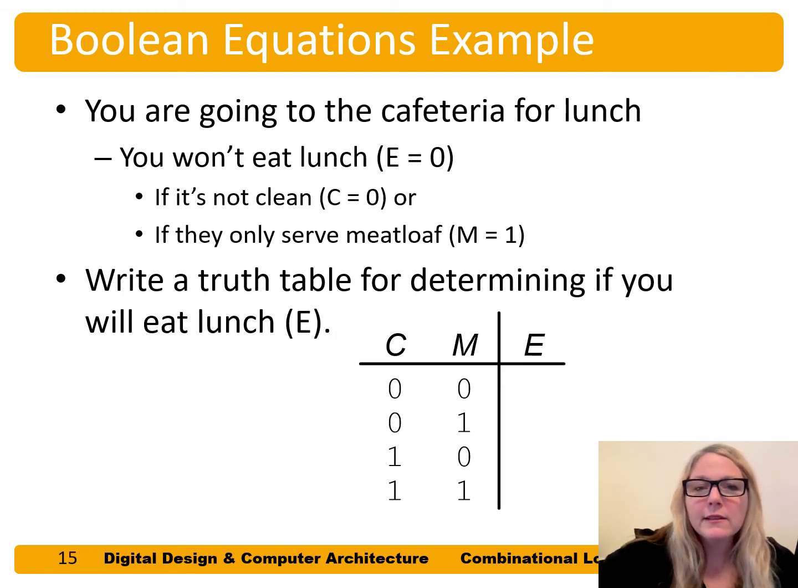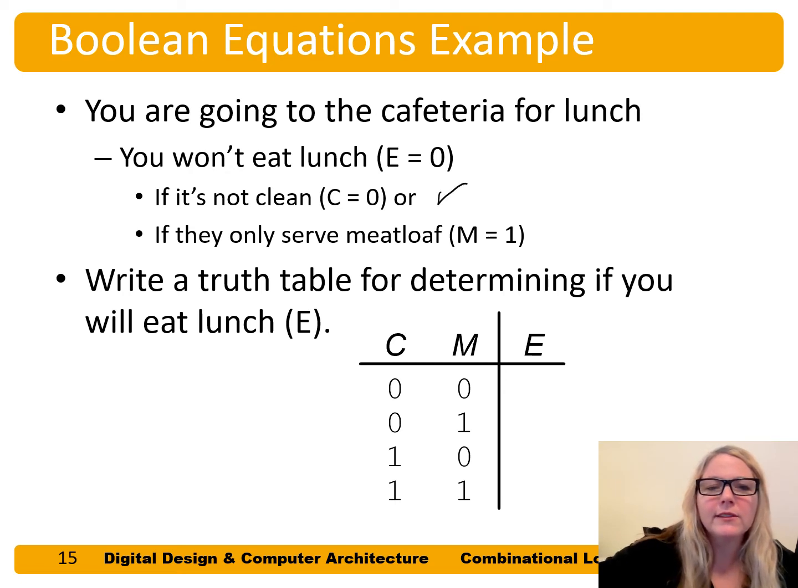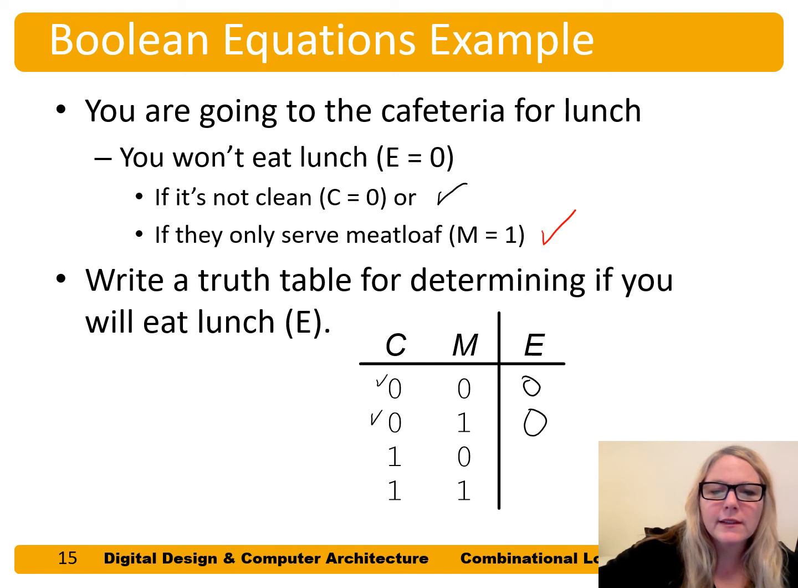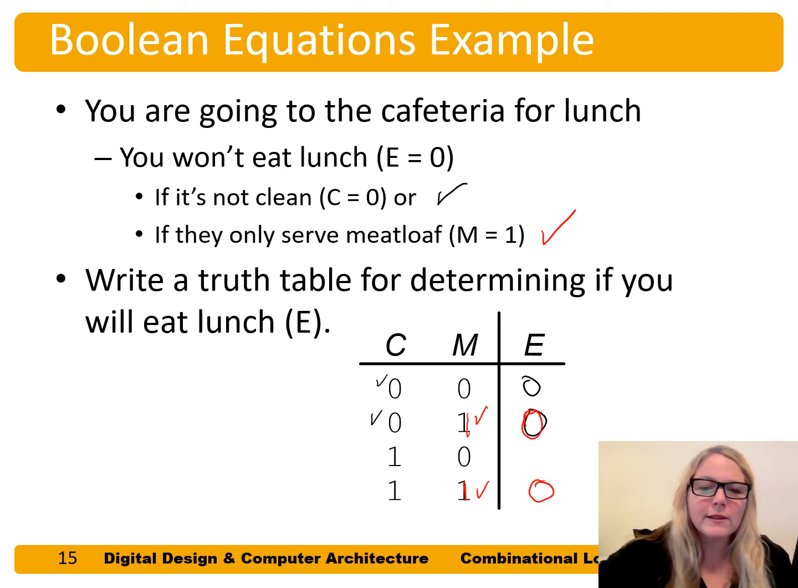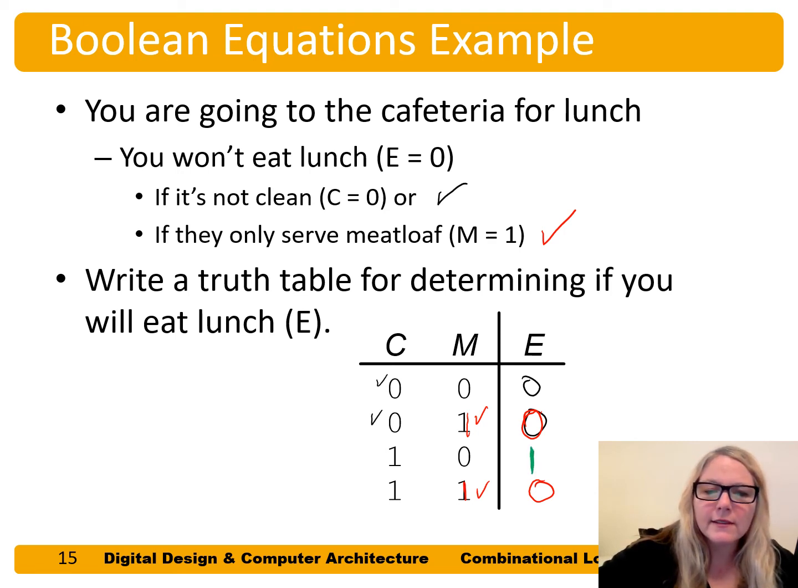Let's do another example. Let's suppose you're going to the cafeteria for lunch. You won't eat lunch if it's not clean or if they only serve meatloaf. So E is going to be 0. You won't eat lunch if it's not clean. So here it's not clean in these two cases. Not going to eat lunch then. Or if they only serve meatloaf. So you're not going to eat if they only serve meatloaf, which is, here's our meatloaf case. They're only serving meatloaf, not gonna eat lunch. We already had a 0 here, but we can write it for two reasons. So the only case that you're going to eat lunch then is when it's clean and they're not just serving meatloaf.